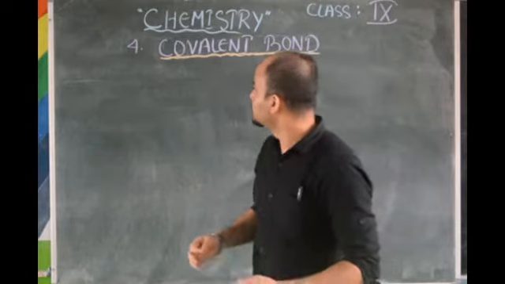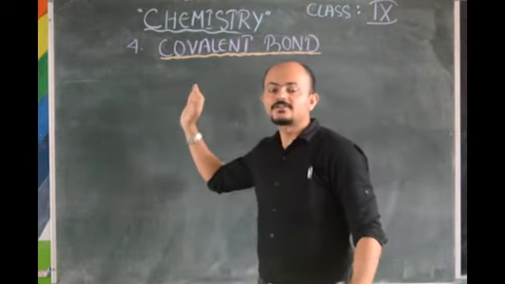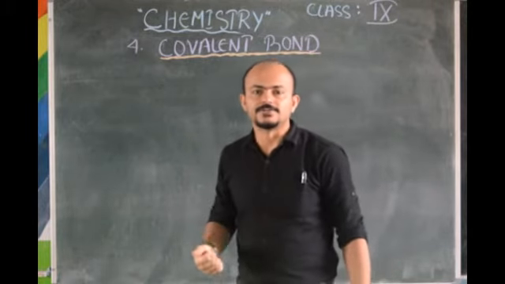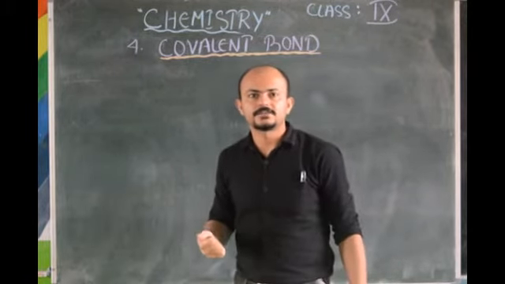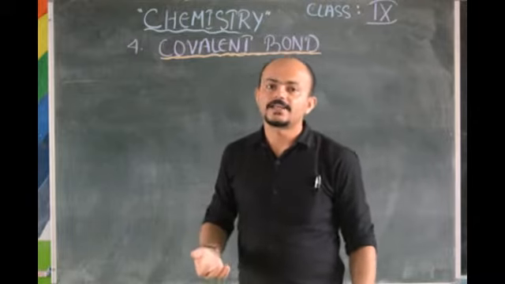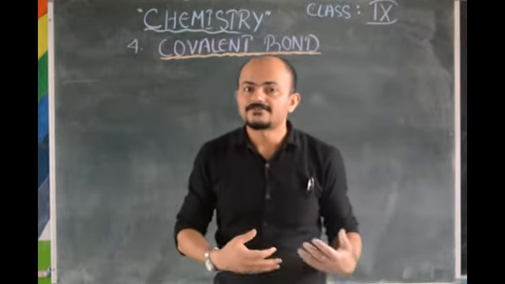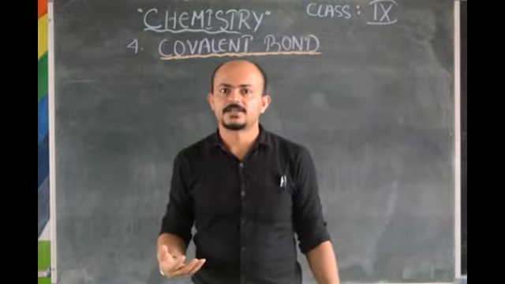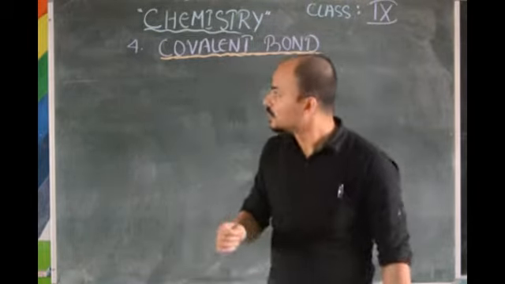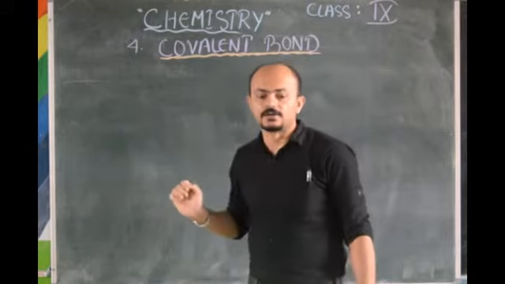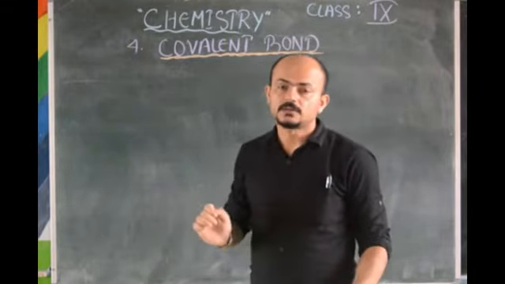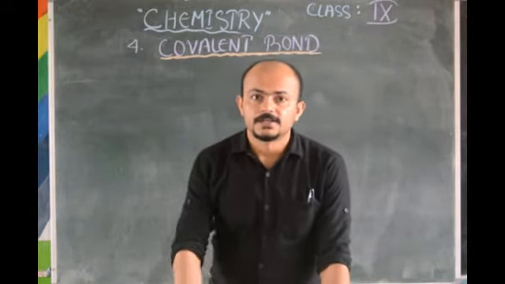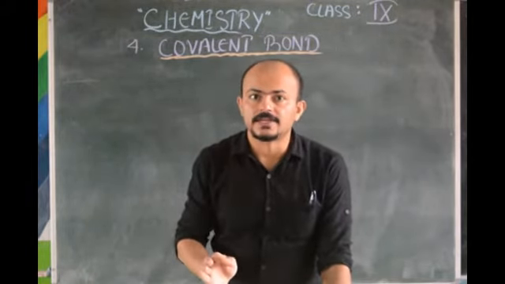Today we will be discussing covalent bond, and it is a continuation of chapter 4. In our previous video we had discussed electrovalent bond, which was formed by transfer of electrons from metals to non-metals. Today we will be discussing covalent bond. Now, covalent bond is formed between non-metal and non-metal.